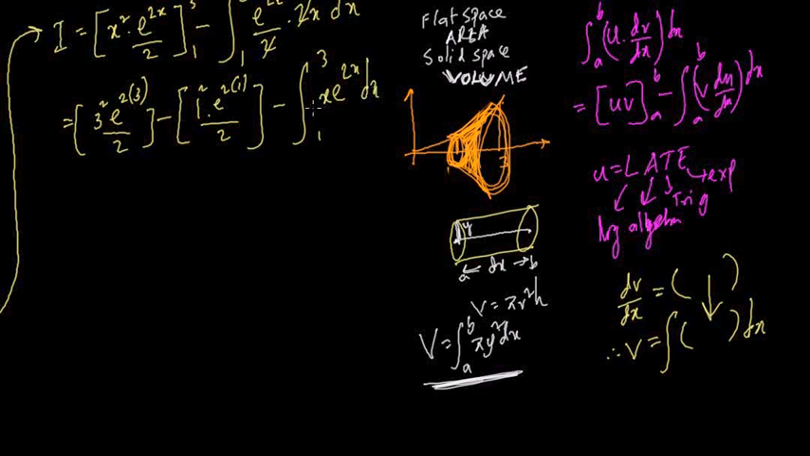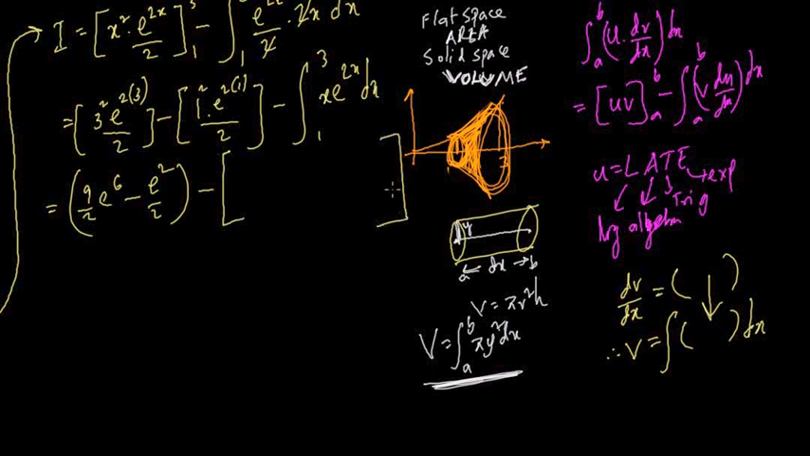So one more time we have to do integration by parts. So this is 9 by 2 e to the power 6 minus e to the power 2 by 2, minus, let's do integration by parts again. Now let me put a big bracket here because we are doing integration by parts again.